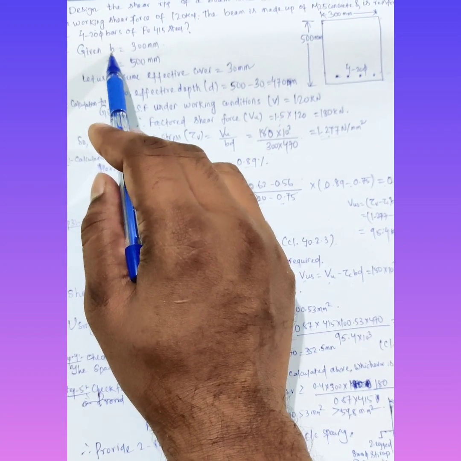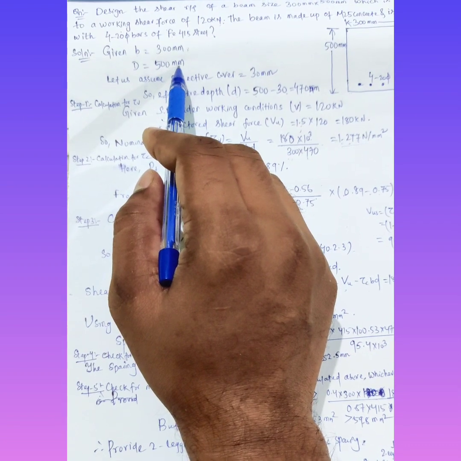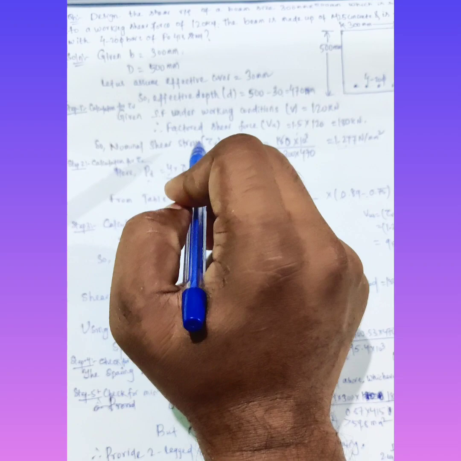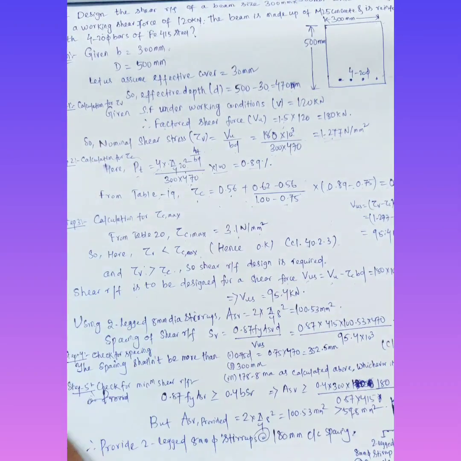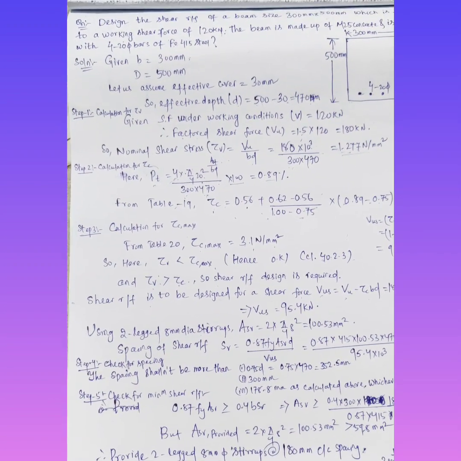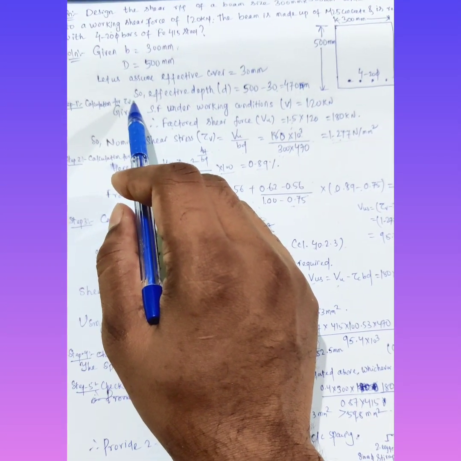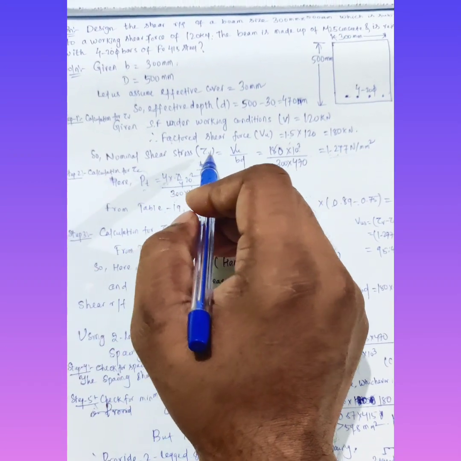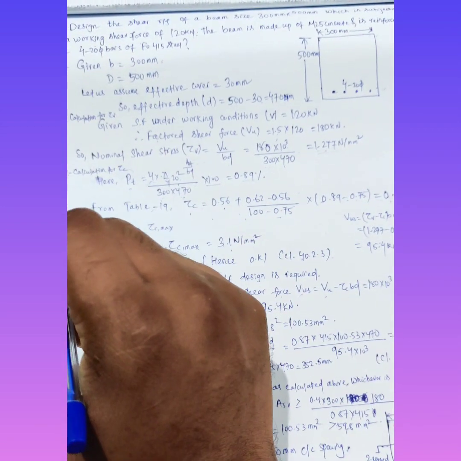So here, given that breadth of the beam B is equal to 300 mm, overall depth D is equal to 500 mm, and let us assume that the effective cover is equal to 30 mm. So effective depth will be equal to 500 minus 30, that is 470 mm. In the shear reinforcement design, the first step is to calculate the value of tau v. The tau v value will be calculated as per clause 40.1, which says that nominal shear stress tau v is equal to Vu divided by bd.